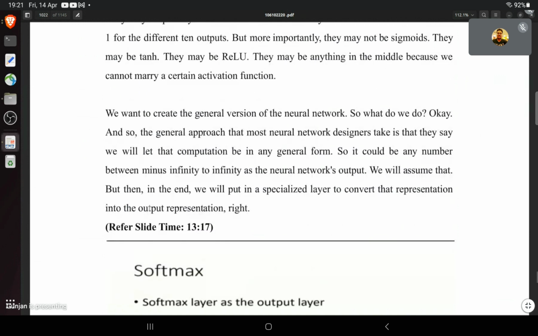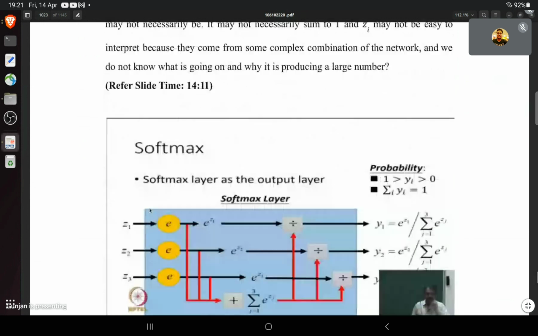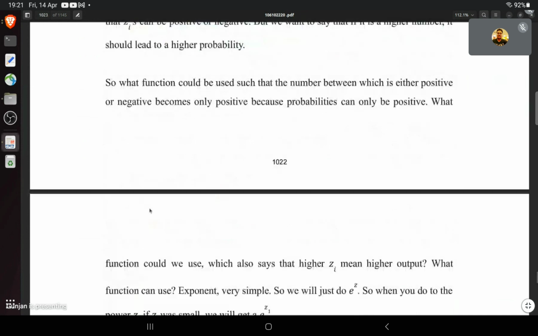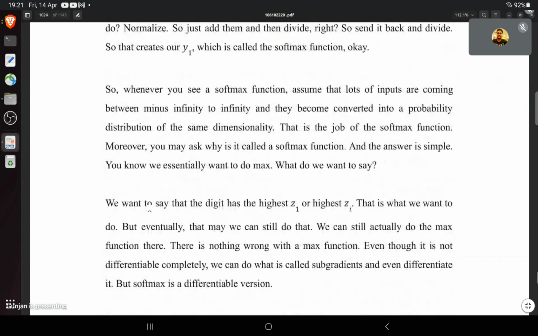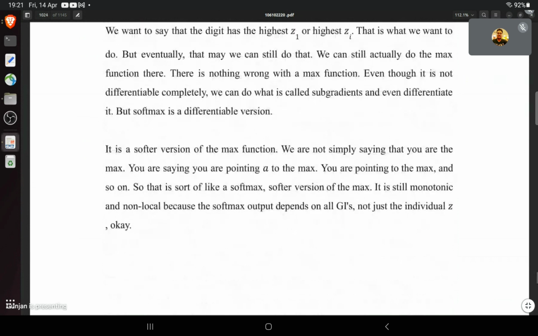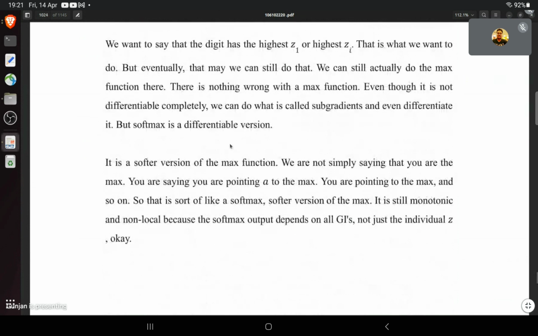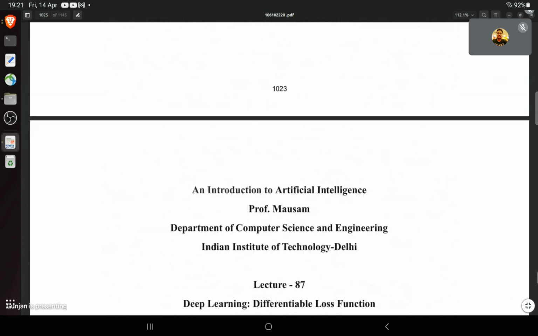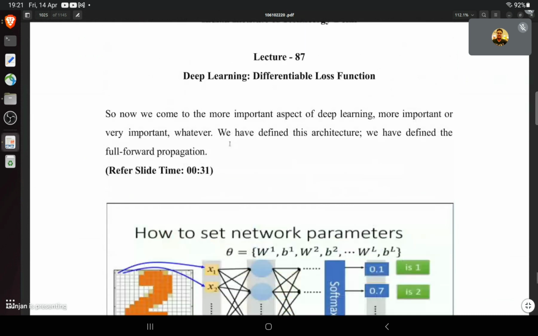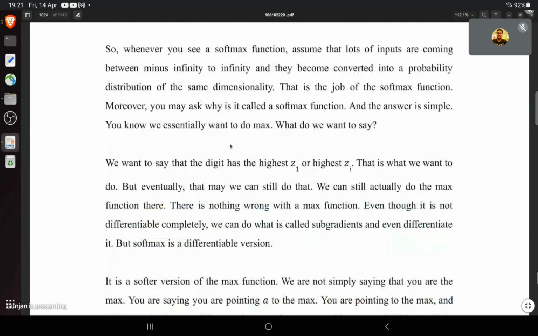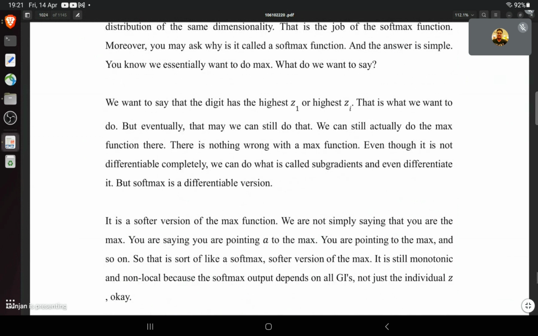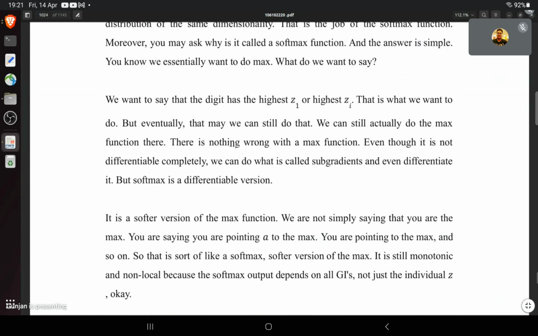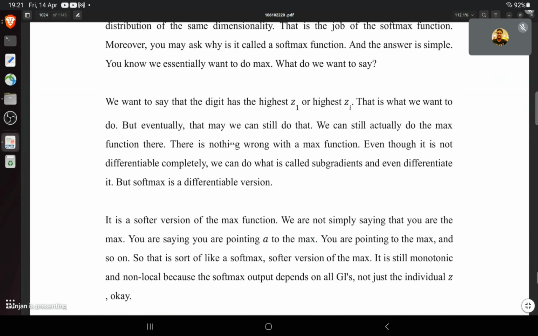So what do we do? If you look at the internet, there's clearly softmax as an activation function. For example, Analytics Vidhya talks about the softmax activation function. Wikipedia also talks about softmax as a normalizing exponential function. Pinecone also talks about the softmax activation function. Towards Data Science also talks about it. Simply saying that you are pointing to the max. So it is still monotonic and non-local, because the softmax outputs depend on the other inputs.